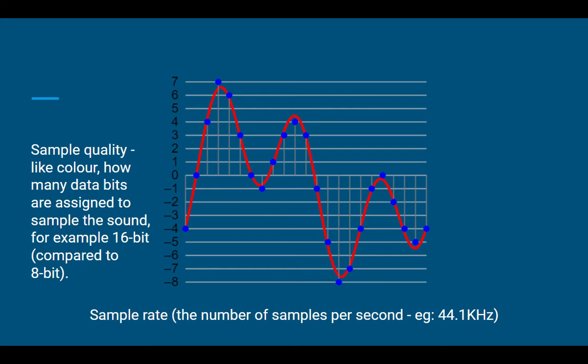The sample quality is how many data bits you assign to each sample. If you have 8 data bits per sample, then you can assign between 0 and 255 on your scale, which means it's not a particularly high quality sample. If you have 16 data bits per sample, your separations, instead of going from 0 to 255, go from 0 to 65,000. If you use 24-bit, 0 to 16 million. Obviously, higher quality, higher sample rate, bigger file size, etc.